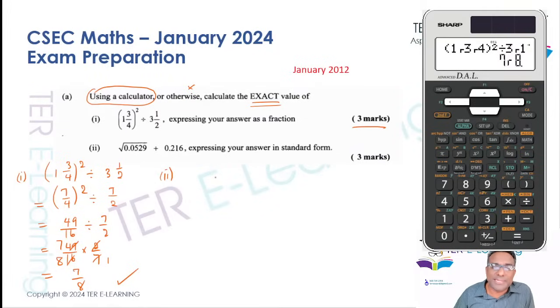The second part, part 2, right? We have some decimals now. So we have 0.0529.